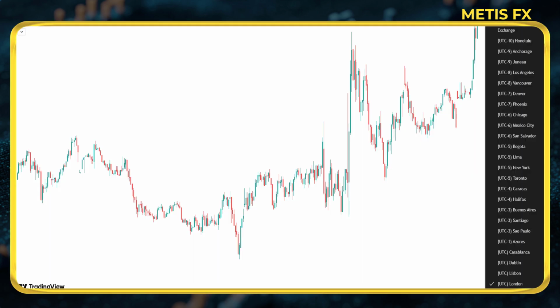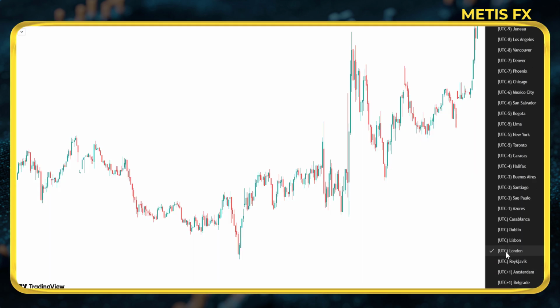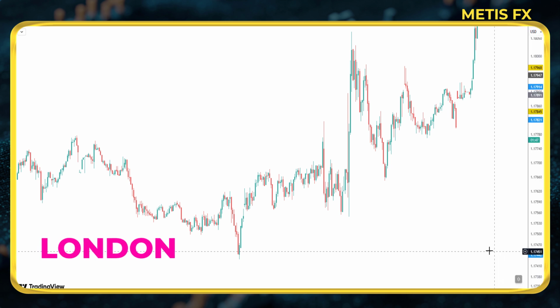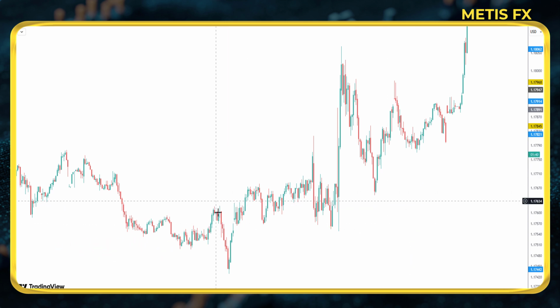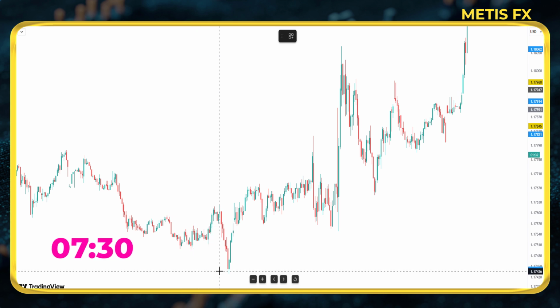The first thing we do after opening TradingView is set the session to London time. We are going to trade during the London session when the market has strong volume and movements are relatively clean and tradable. First, draw a vertical line at 7:30 a.m. on the chart. This yellow line must be drawn every single day.